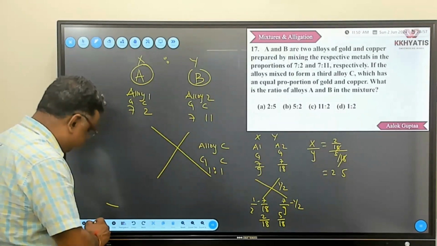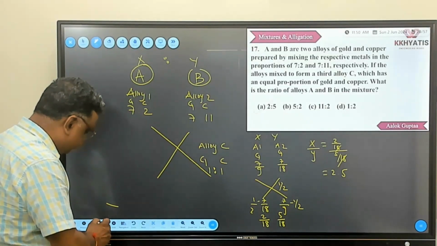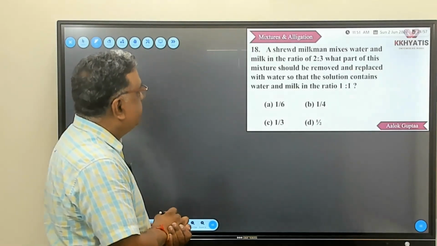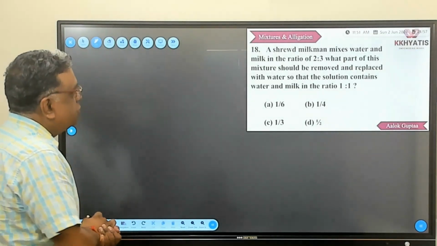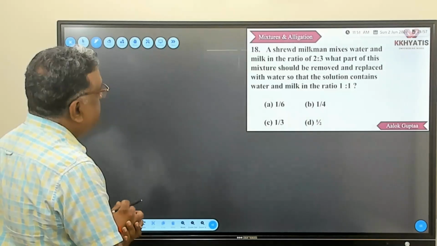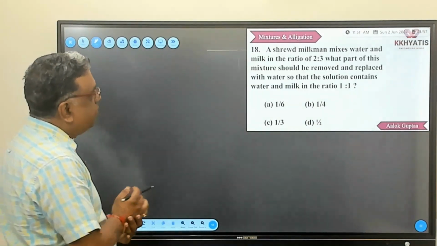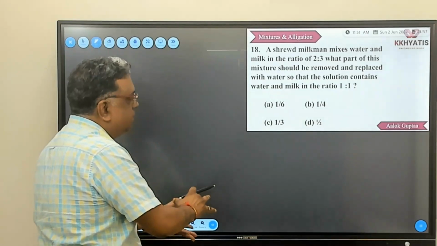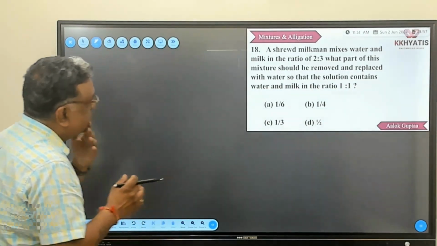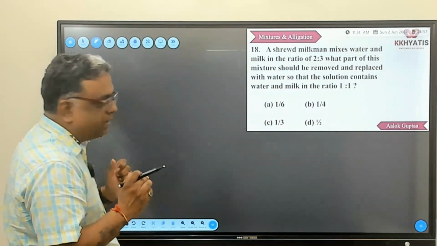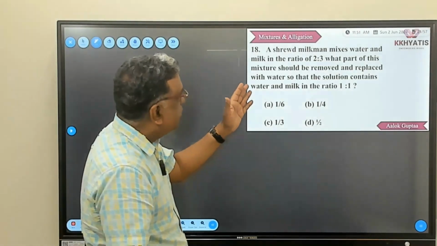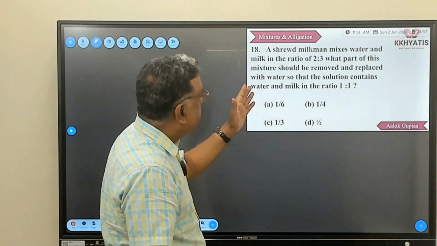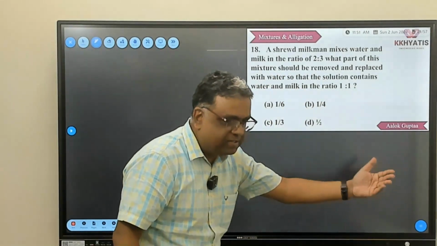Let's try the next one. A shrewd milkman mixes water and milk in the ratio 2 is to 3. What part of this mixture should be removed and replaced with water so that the solution contains water and milk in the ratio 1 is to 1? So what they're saying is, what are they removing? They're removing milk and they're replacing with water.